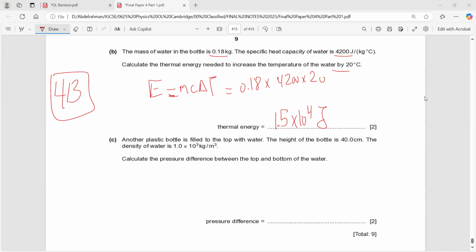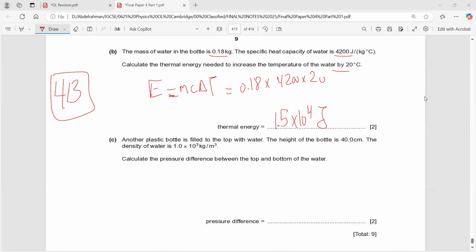Nice question. Calculate the pressure difference between the top and the bottom of the water. Yeah, this is a pressure question. It's an easy pressure question. You have the height of the water, you have the density of the water, you have everything. So how can we calculate the pressure? Rho g h. Pressure equals rho g h.